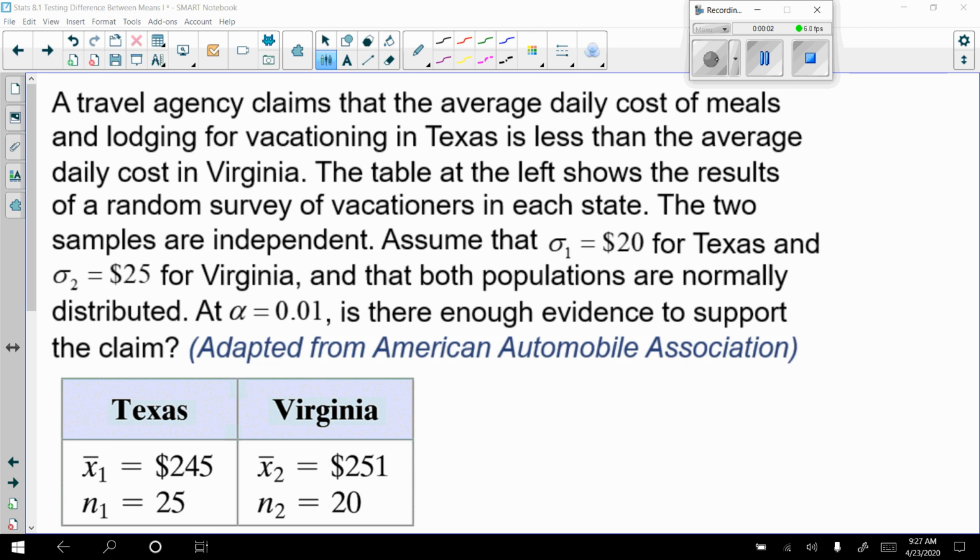In this next example, we have a travel agency that claims that the average daily cost of meals and lodging for vacationing in Texas is less than the average daily cost in Virginia. Certainly, Texas and Virginia are independent of each other.